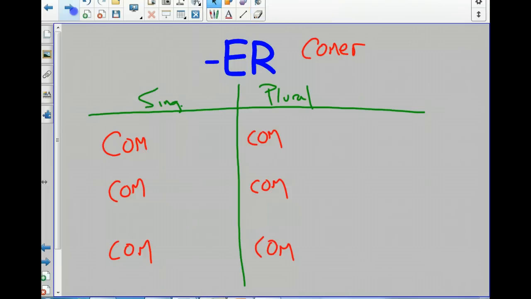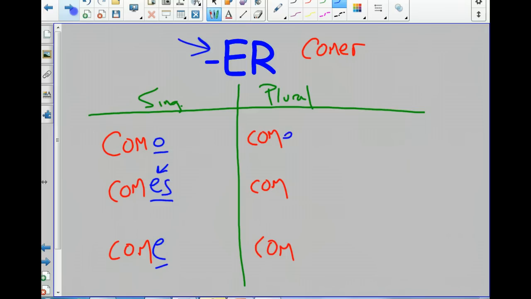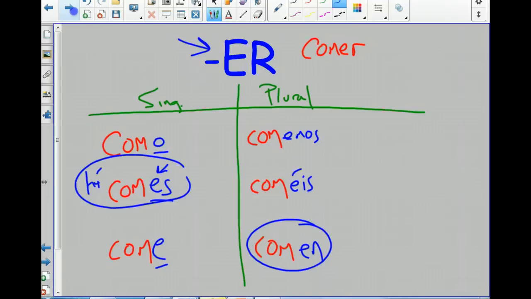Okay, so our endings are pretty similar to our AR verbs. They're actually the same here. Como, no hay una diferencia. I eat. Comes, you eat. What do you notice? There's an E here, okay, which makes sense because it's an ER verb. Come, comemos, coméis, comen. So how would you say, for example, they eat? And if you said, ellos comen, perfecto. Do you eat every day? And if you said, tú comes todos los días, as a question, that would be correct. So our endings are o, es, e, emos, éis, en. Slight difference from your AR verbs.